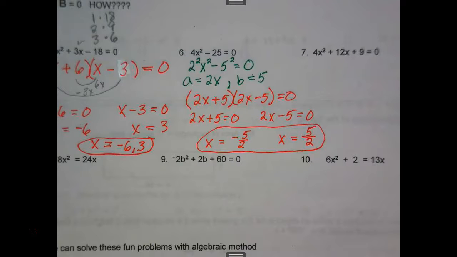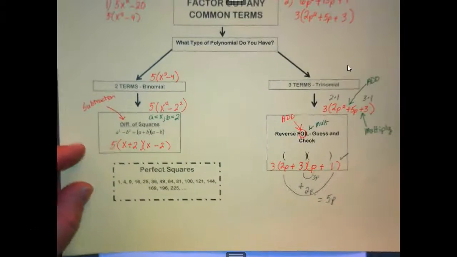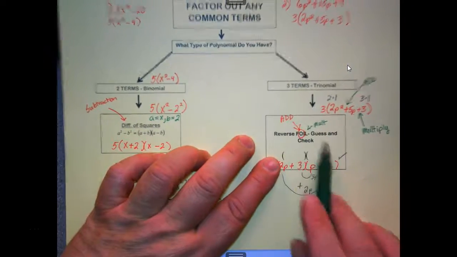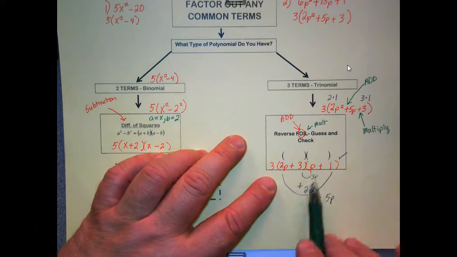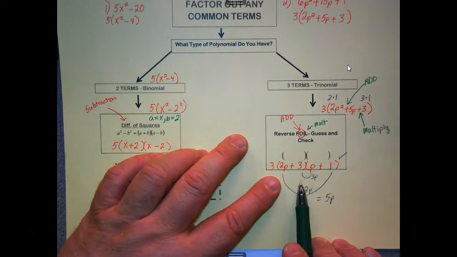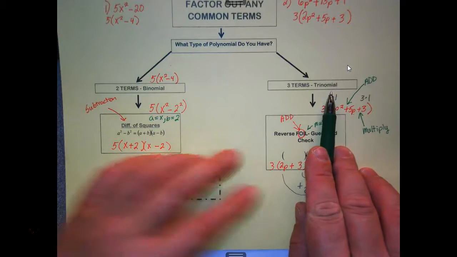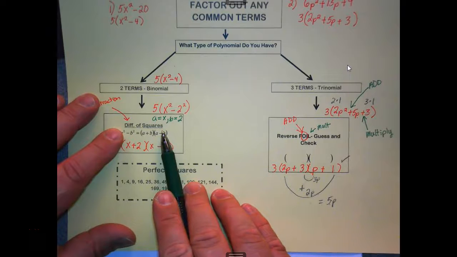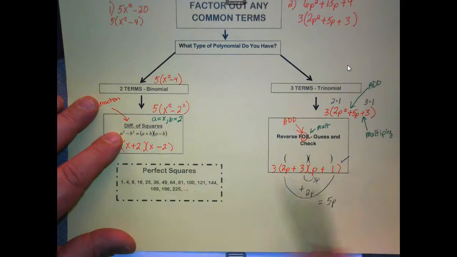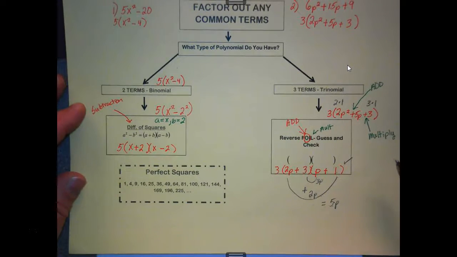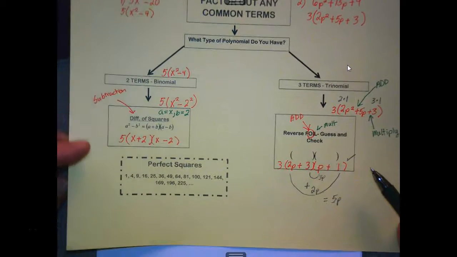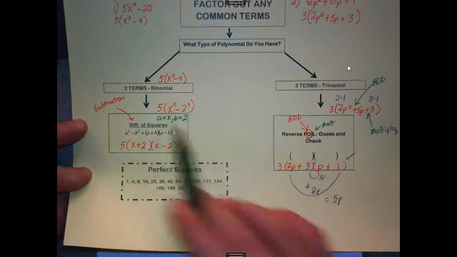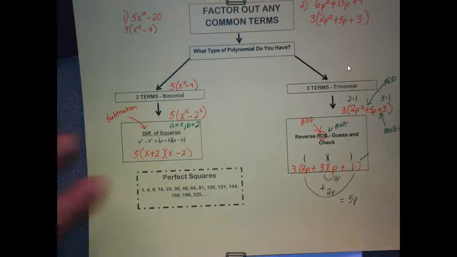Because it was a difference of squares, we have that shortcut formula. Looking at our flowchart here, see how this reverse FOIL thing, that's when I have to do all this other stuff. That's when you have a trinomial. If I have a difference of squares, it gives me that whole shortcut formula. I don't have to do all this. Then you're going to have to factor it, but it's really easy to factor two terms.